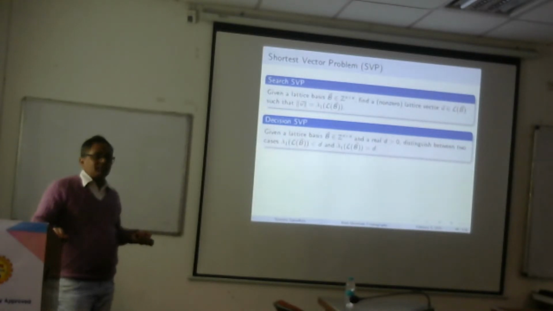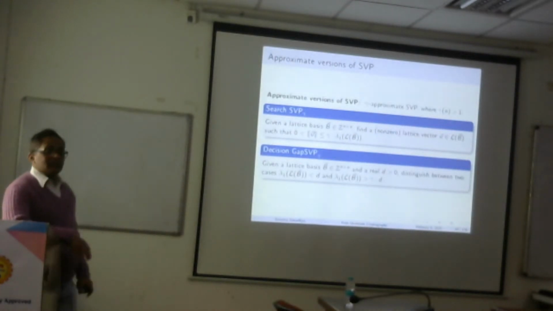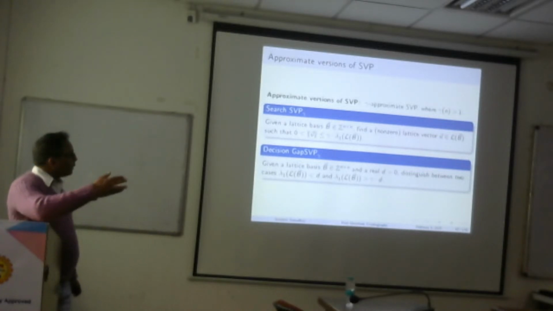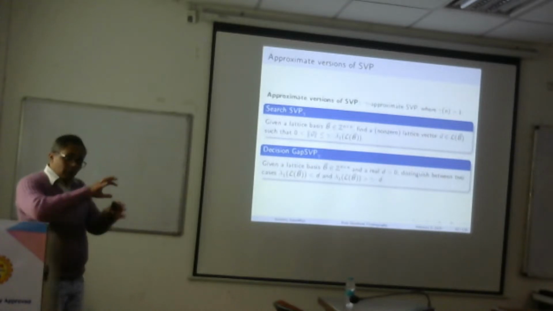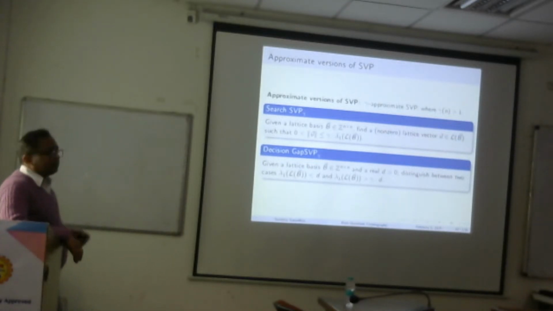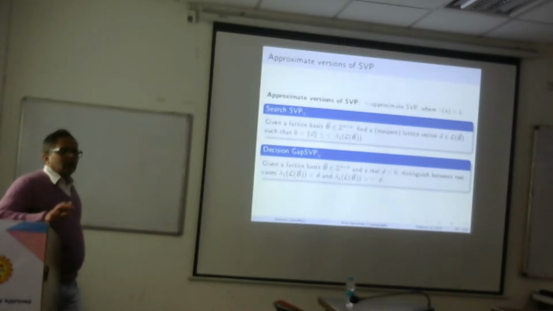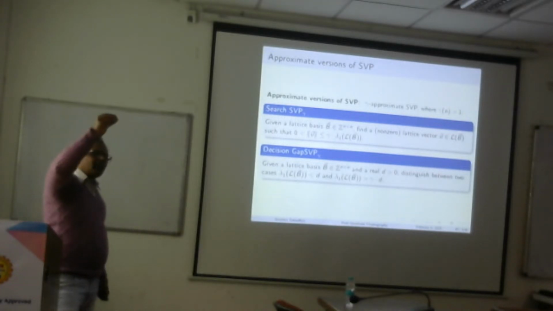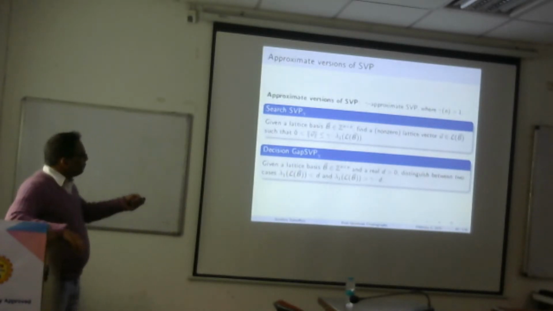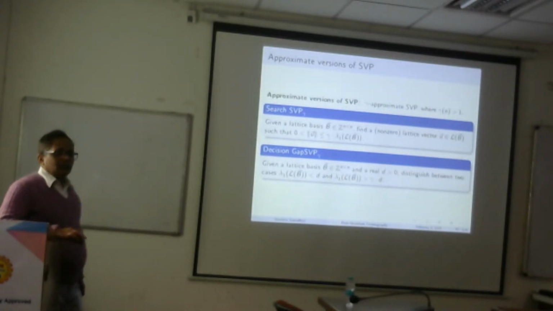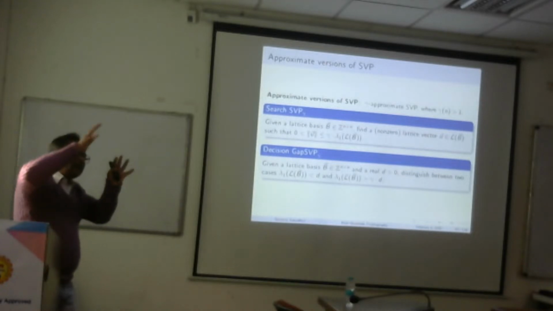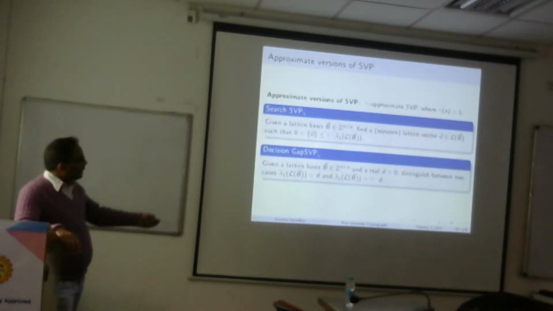That is decisional SVP. Then there are approximate versions of the same problem. In the morning somebody was asking me about approximate problems, so here is the approximate version. In an approximate version, I don't even care about lambda 1 now. I say there is some parameter gamma. Can you find a lattice vector whose length need not be equal to lambda 1, but is less than gamma times lambda 1? So gamma is that approximation.